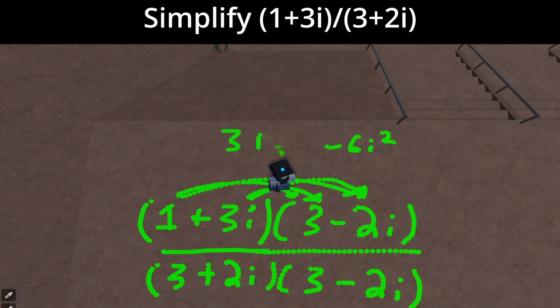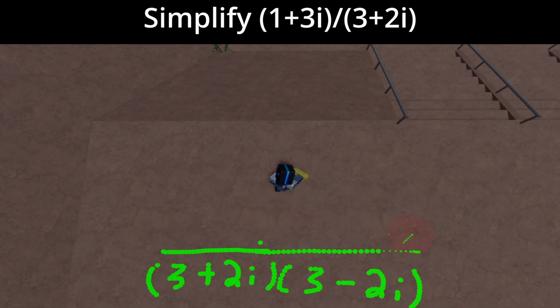So I have 3 plus 7i. And then next, 6i squared. Well, i squared is just negative 1. And then minus 6 times minus 1 is positive 6. And then I can do 3 plus 6, and that's just 9. So all of this just becomes 9. Let me write this. 9 plus 7i. So that's our numerator.